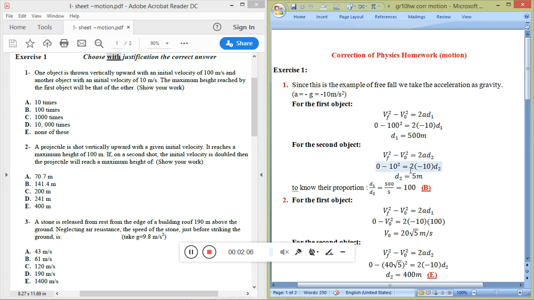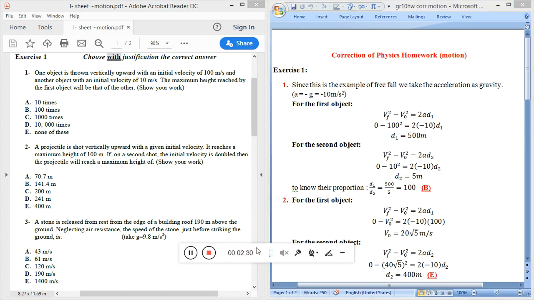Now we need the proportion between the two distances to know by what factor one is greater than the other. So we divide the larger distance over the smaller one. 500 over 5 is 100 times. So it's 100 times larger, or higher. So it is part, or solution, B.